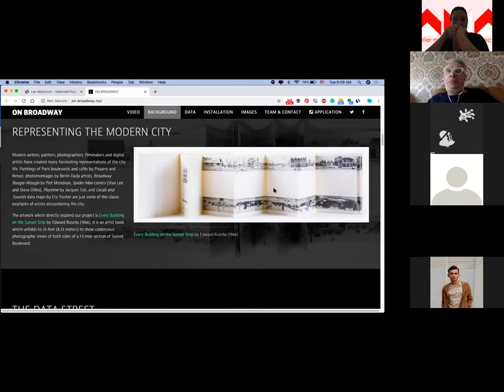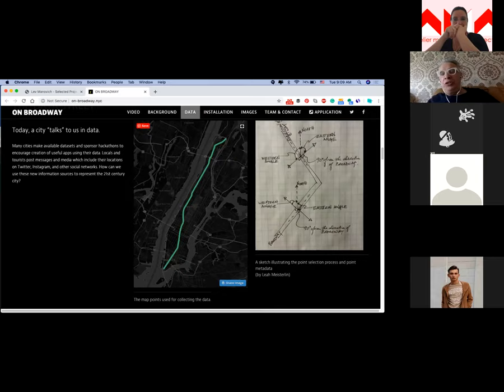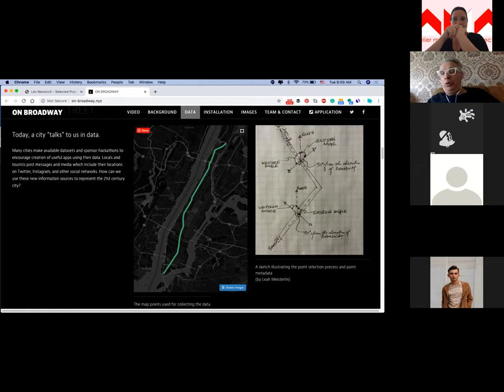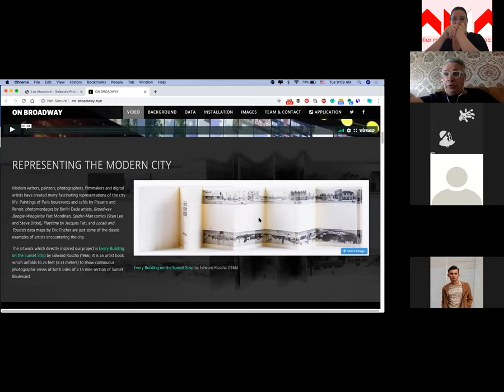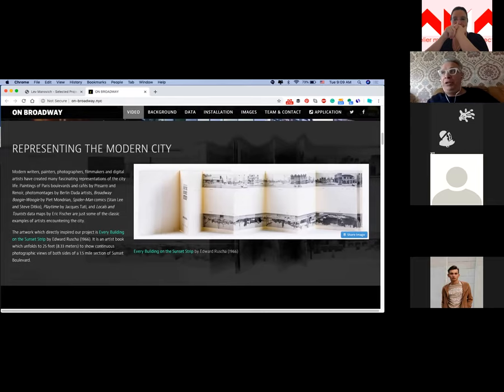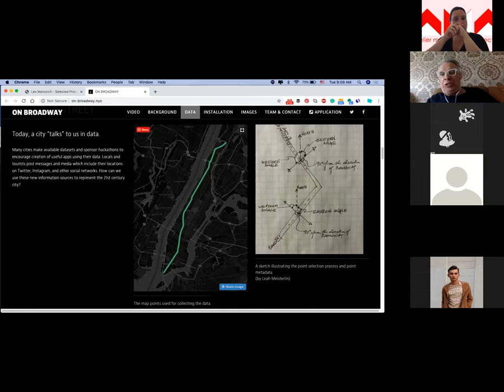So we decided to look at New York, and we decided not to make a two-dimensional map of New York, but to take a different look. We basically used the same procedure he used, which is to slice New York along a single street. If Ed Ruscha chose Sunset Boulevard, a very iconic street in LA, we chose Broadway, the longest street in New York. It used to be an Indian trail. It's 22 kilometers long. And we decided to collect all the data along Broadway.